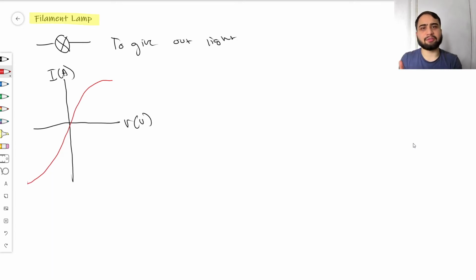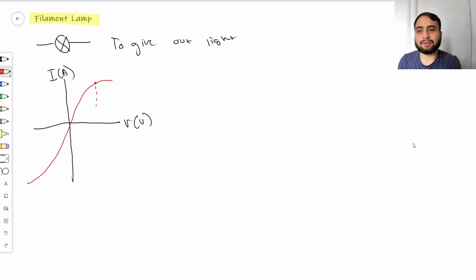Because remember, a filament lamp really just works by passing current through a very thin wire. And as the wire heats up, it glows orange and white, and that's what gives off the energy and lots of heat. Now, a common mistake people make is thinking, oh yeah, we'll just take the gradient here and we'll find the resistance. No, you don't use gradients, you use single points.